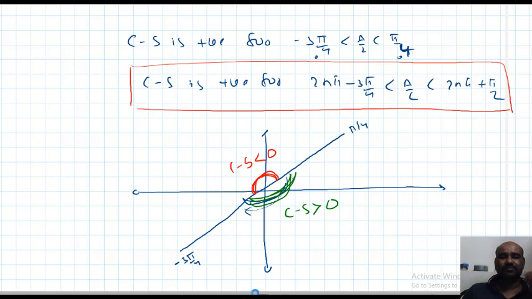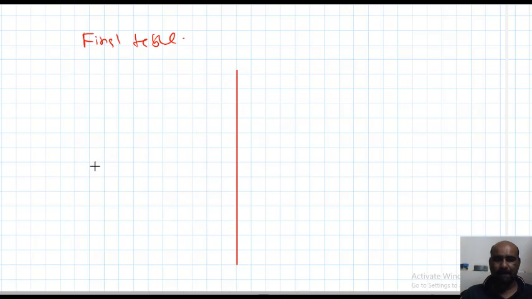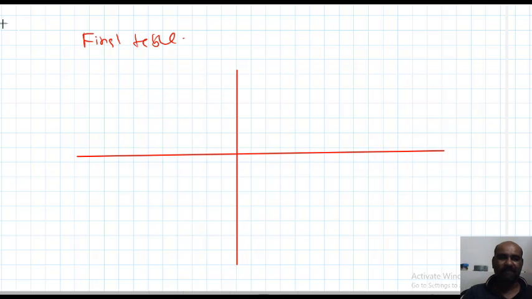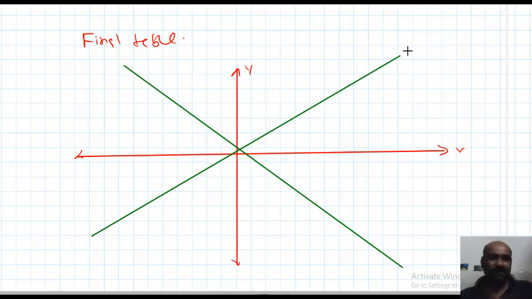Now I want to finalize the final table. Students, this is important. Yeah, this is y-axis, x-axis, this is the line, another line. Pi by 4, pi by 4, 180 plus pi by 4, pi plus pi by 4, what is that? 5 pi by 4. This is 3 pi by 4.